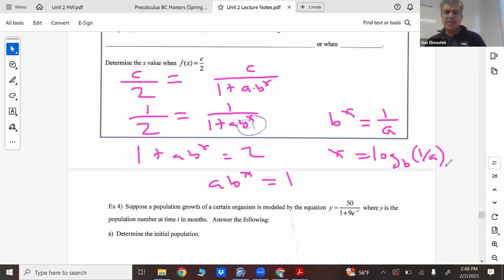Yeah, I should double check notes because that seems weird to me. We usually don't deal with problems like that. But we'll just move forward. But you can see what I did. I set the equation equal to c over 2, I cancel out the c's, I cross multiplied, subtracted the 1, divide the a, and isolate x by using a log. So I know that's correct, but it just seems weird. Like I don't know why that's not a note. Yeah, I don't know why we're doing this.